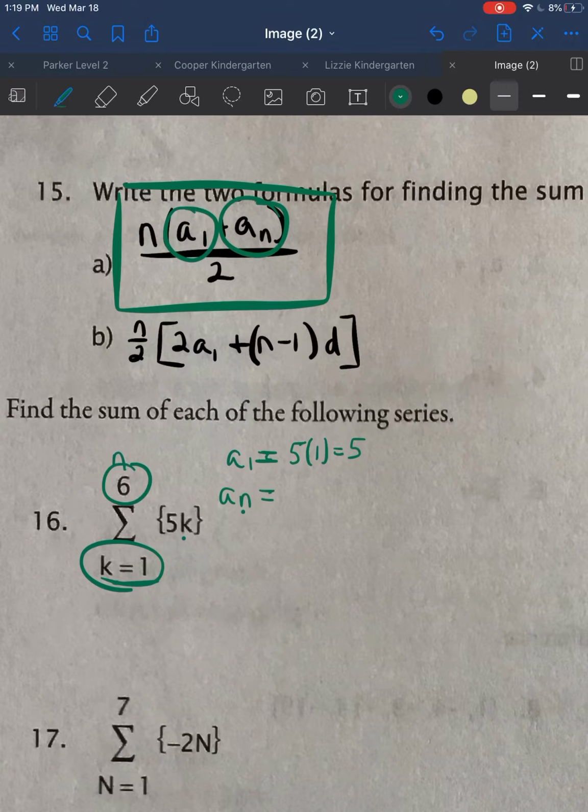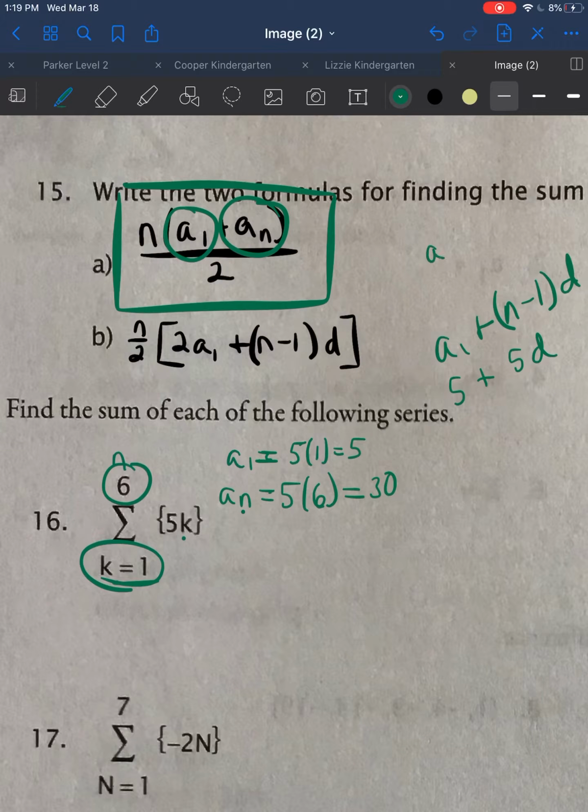So to find a sub n, we're going to do 5 times 6 because my n value is 6, and that gives me 30. If we were to use the a sub 1 plus n minus 1 times d, we'll get the same thing. We already found a sub 1 is 5. My n is 6, so 6 minus 1 would be 5 times d. The problem is we don't know what d is, so then we have to compute the first term and the second term. So the second term, a sub 2, would be 10. So from 5 at a sub 1 to 10 at a sub 2 is a change of 5. So that means my d value is 5.